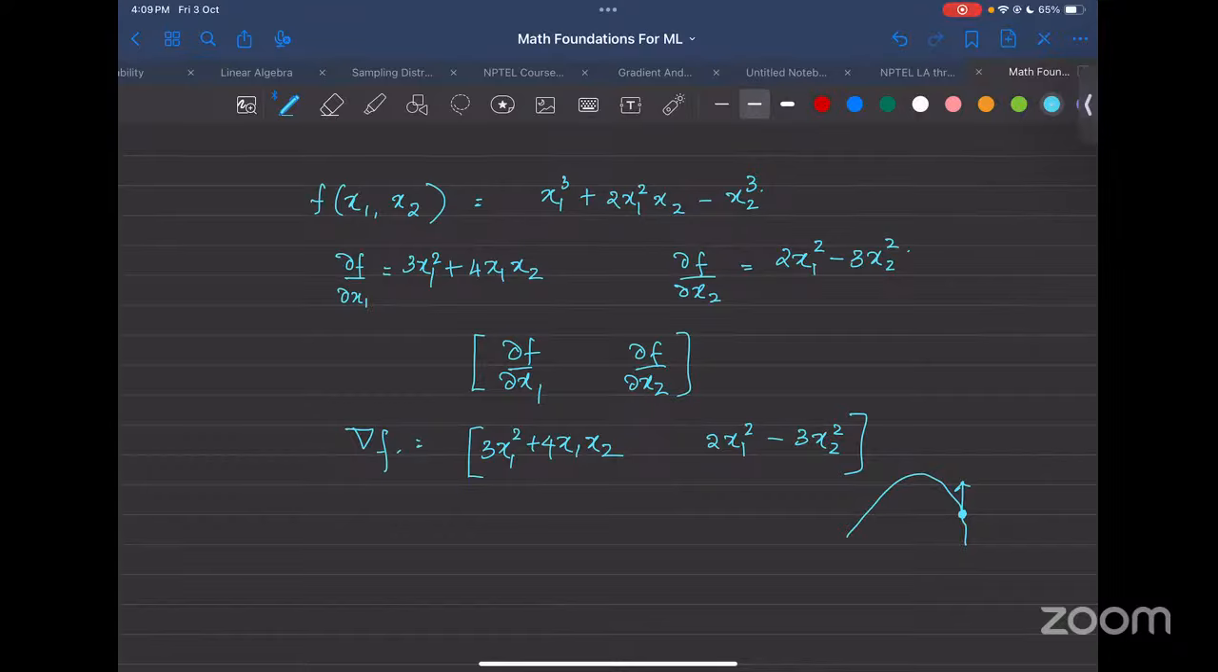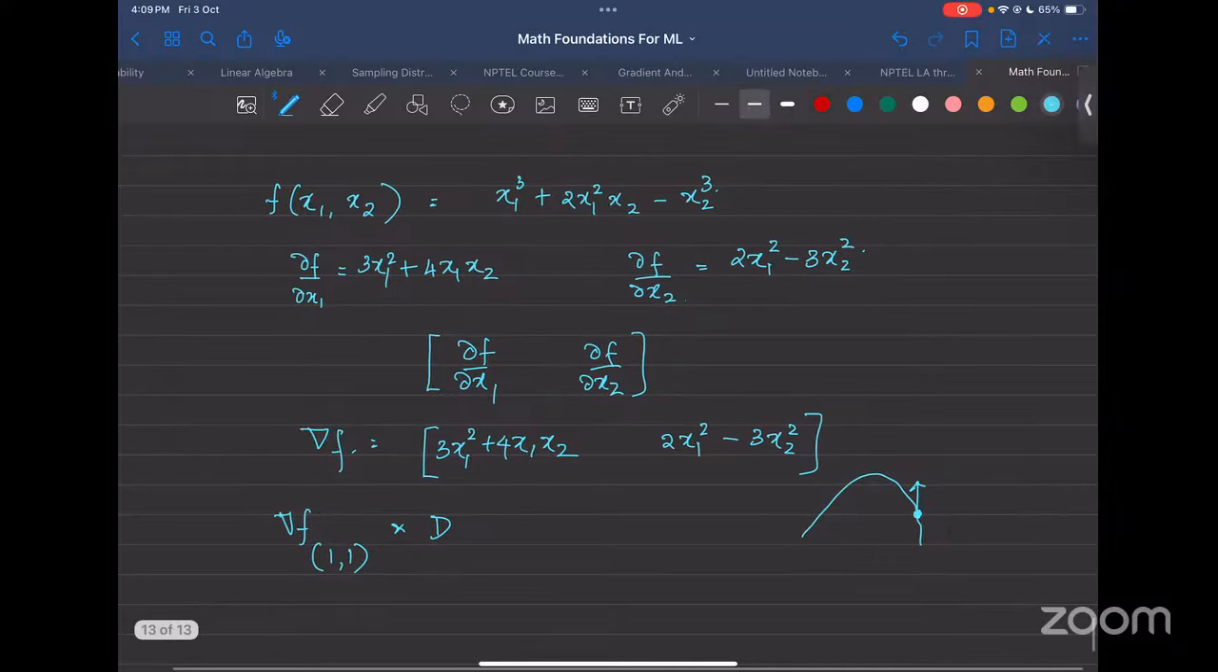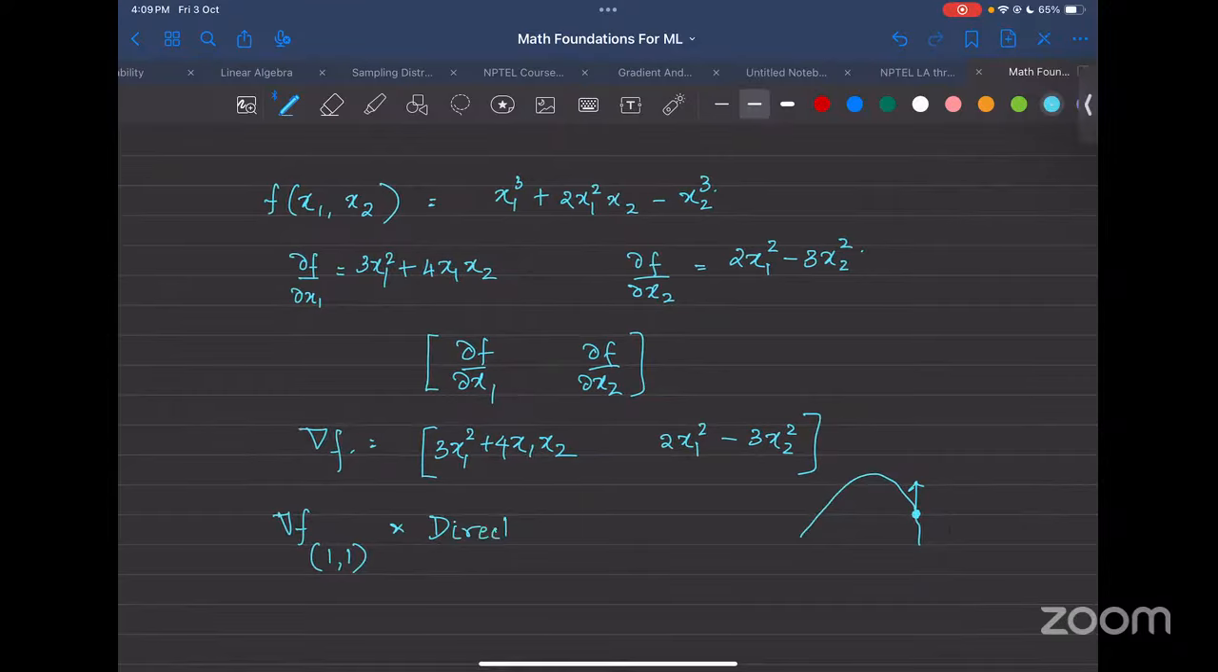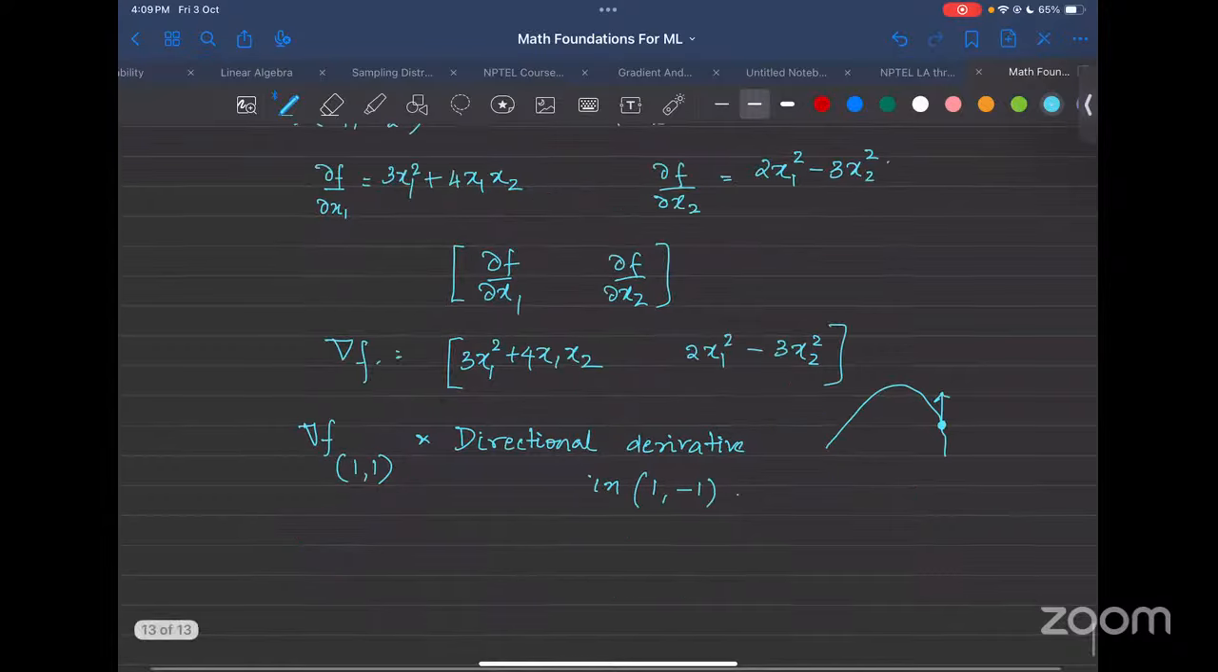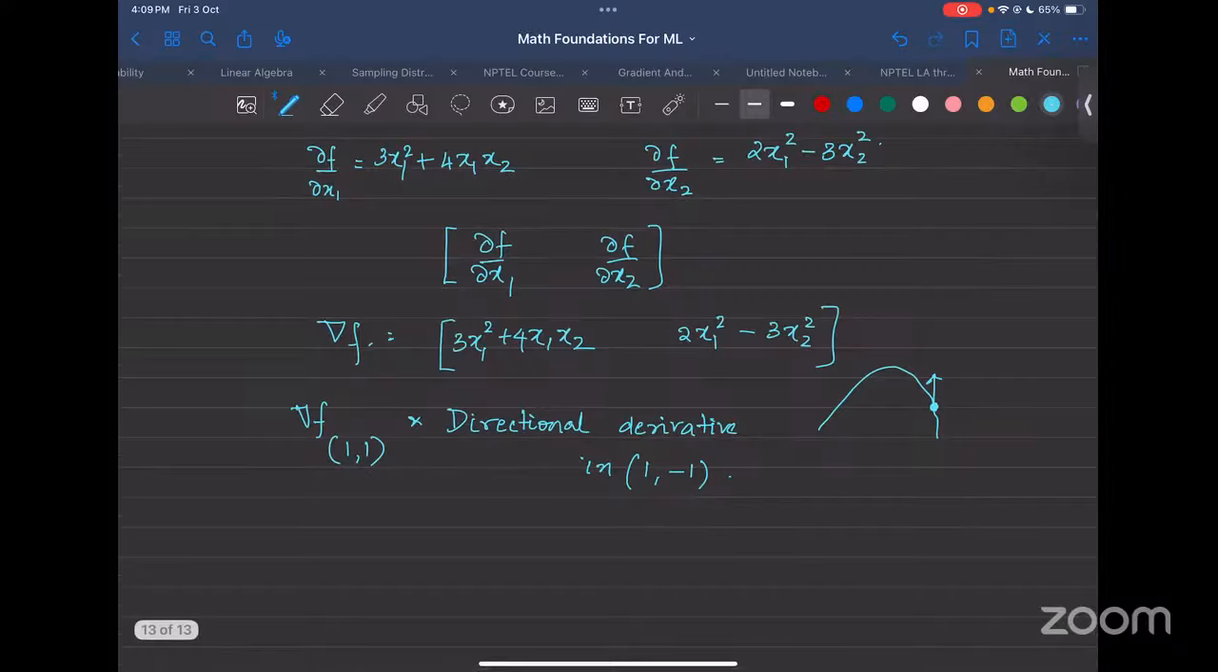So let's compute del f at 1 comma 1, and the directional derivative in the direction of, let's say, 1 comma minus 1. This is a valid direction. We compute del f at 1 comma 1, which is 3 plus 4, that is 7, and 2 minus 3, which is minus 1.